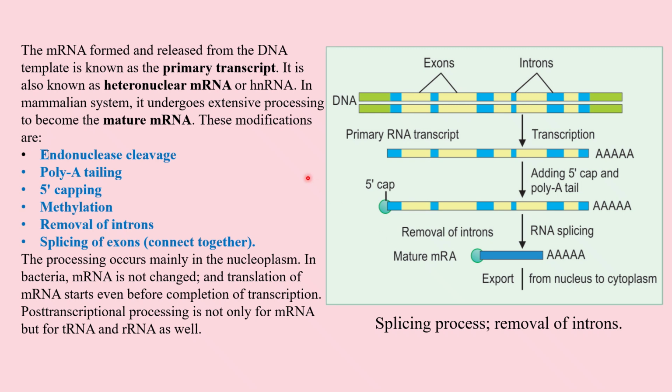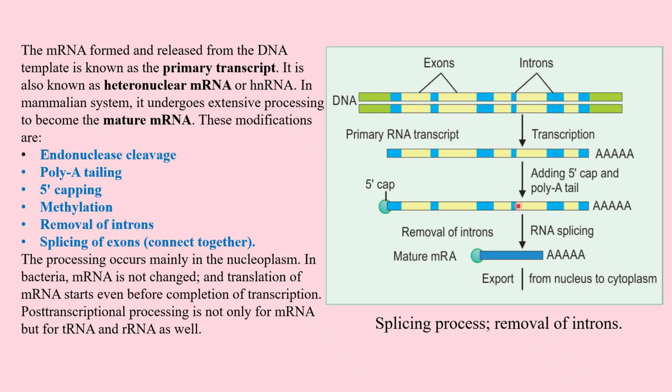Now we see how the post-transcriptional modification happens. The messenger RNA formed and released from the DNA template is known as the primary transcript. This primary transcript is formed as a consequence of transcription. It is functionally inactive. A lot of modification will happen, which leads to the active transcript formation. It is also known as heteronuclear messenger RNA, or in short HnRNA. In the mammalian system, it undergoes extensive processing to become the mature messenger RNA.